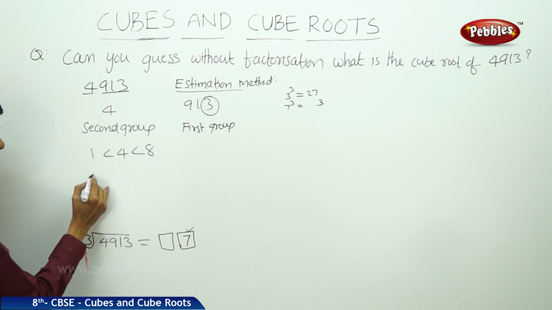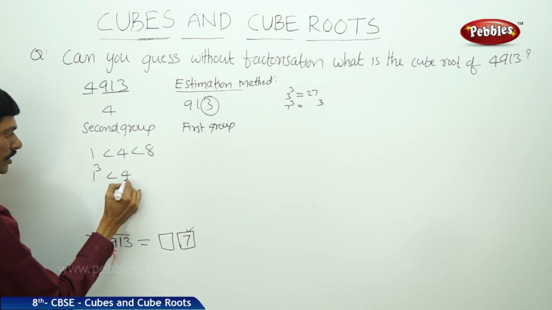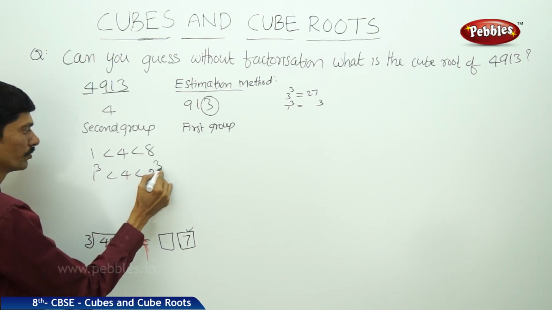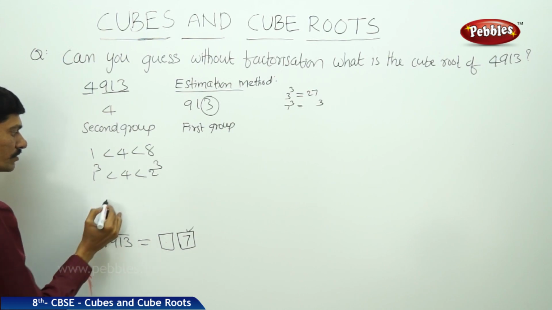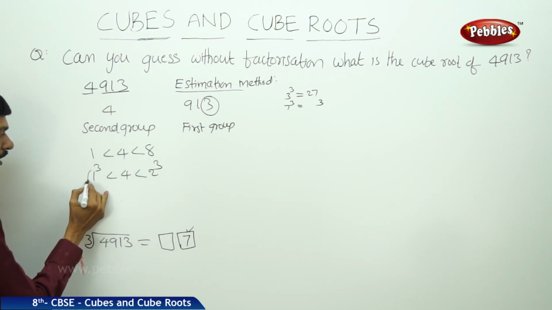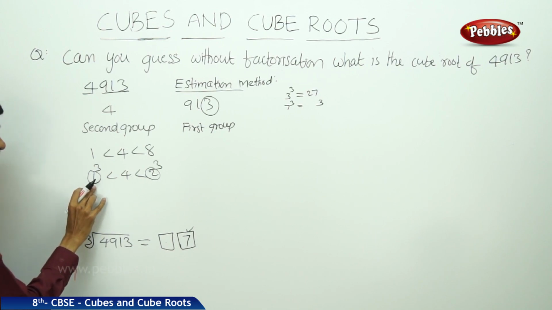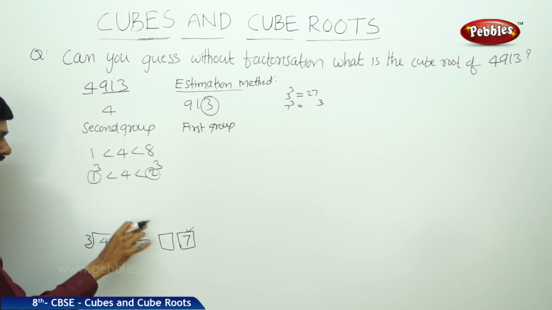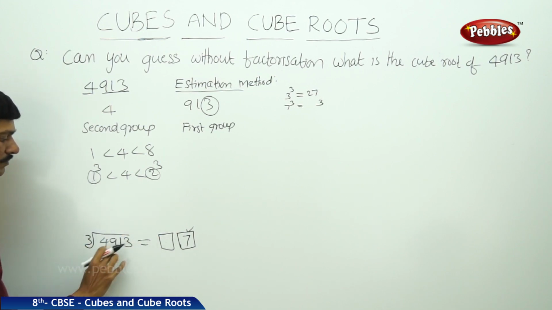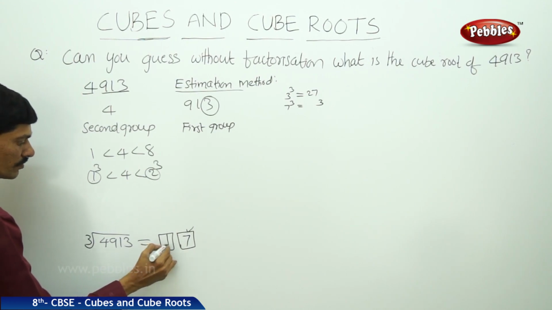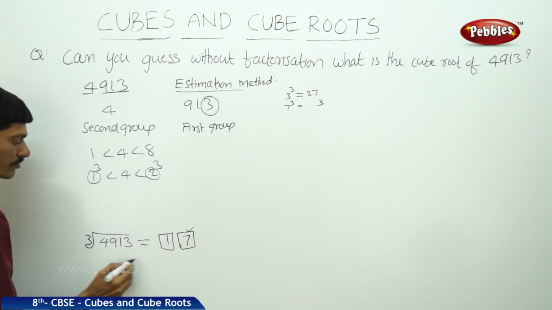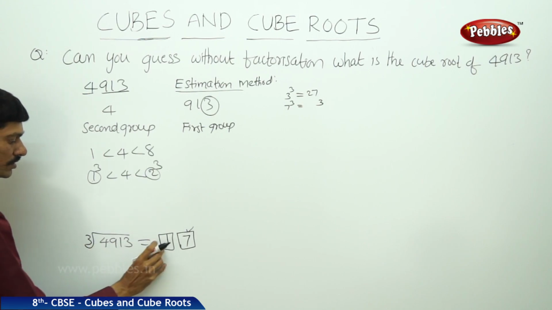This 1 can be written as 1 cube, and 8 can be written as 2 cube. In these two numbers, 1 and 2, which is smaller? 1 is smaller. In this smaller number 1, what is the units place? There is only one digit, that is 1. So the units place is also 1. That units place is the tens place of our required cube root. So that is 1. So the cube root of the required number is 17.